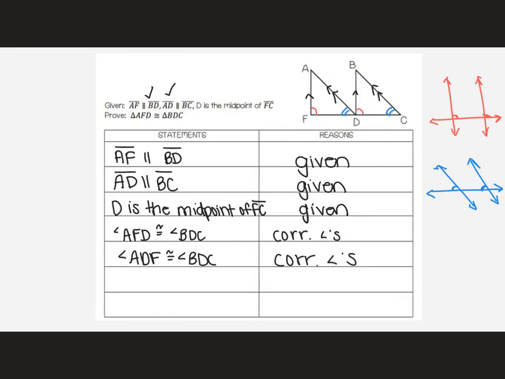The last given is D is the midpoint of FC. So I'm looking at this segment at the bottom. D is the middle, which means each half is congruent. So FD is congruent to CD. If I see the word midpoint in the given, I have to use it as a reason, so definition of midpoint.